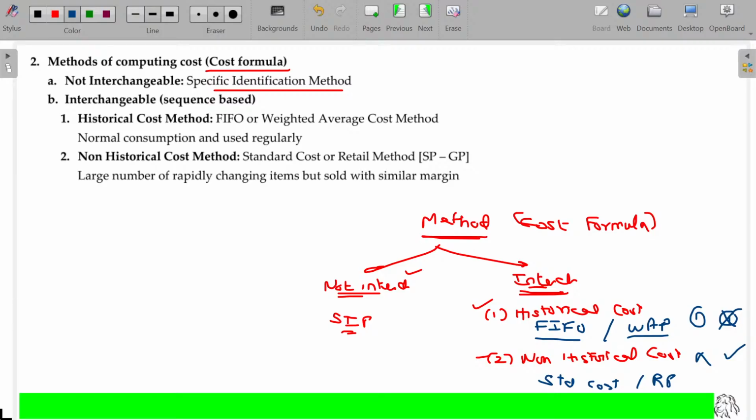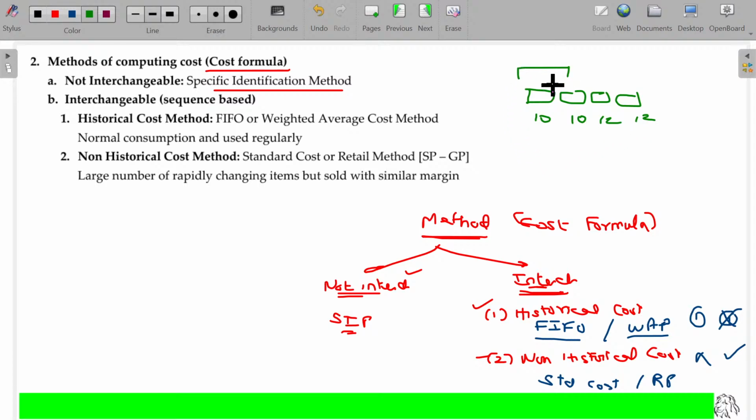What is called interchangeable, non-interchangeable, sir? Okay. So what happens, you know, in a departmental store, D-Mart and all, okay. Biscuits were there, biscuits, okay. Britannia biscuits or Mary biscuits, whatever it may be. This is 10 rupees, this is 10 rupees, this is 12 rupees, this is 12 rupees.